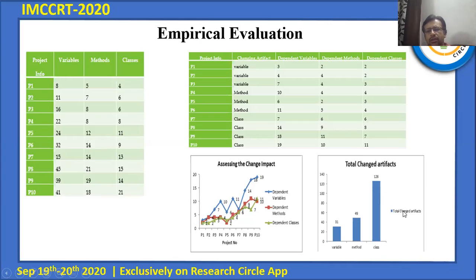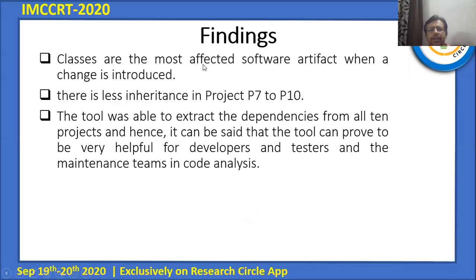Here we can see the number of classes is the highest among those which have been changed. So these are the findings that classes are the most affected software artifact when a change is introduced, and there is less inheritance in the projects P7 to P10. And our tool was also able to extract the dependencies from all the input programs. So the tool can be very helpful for developers, testers, and the maintenance team in code analysis.